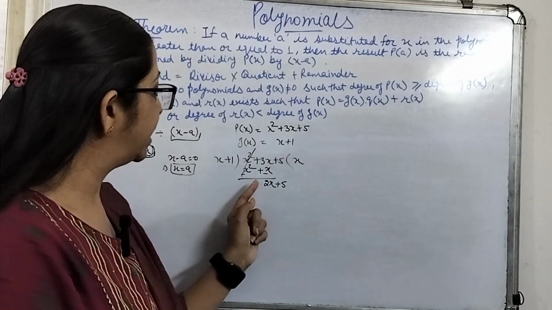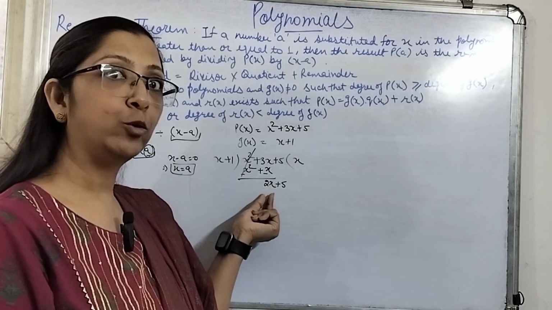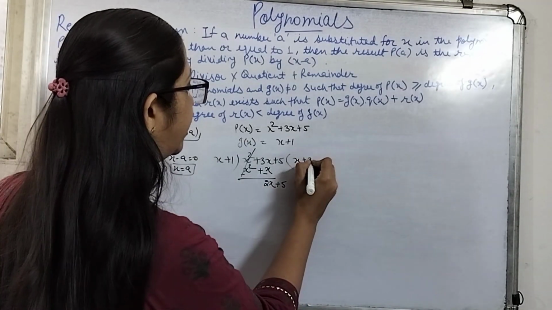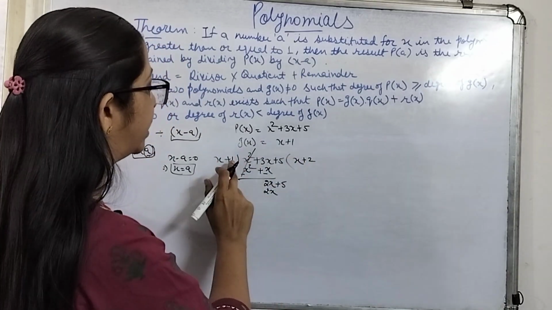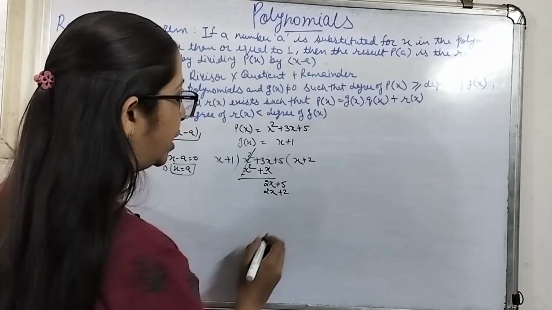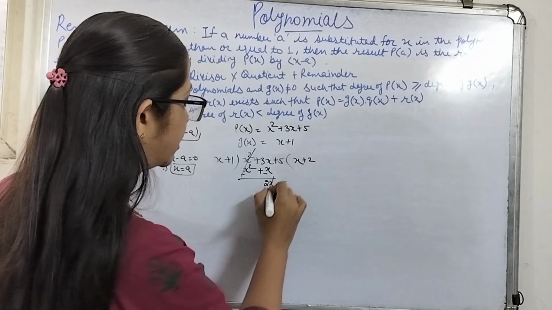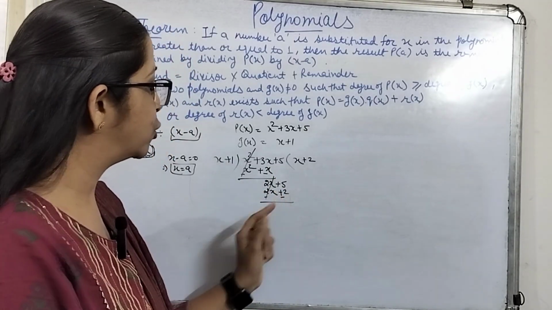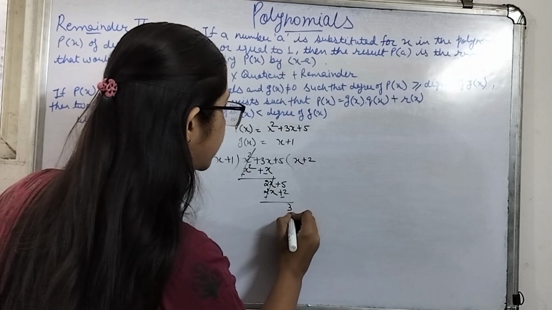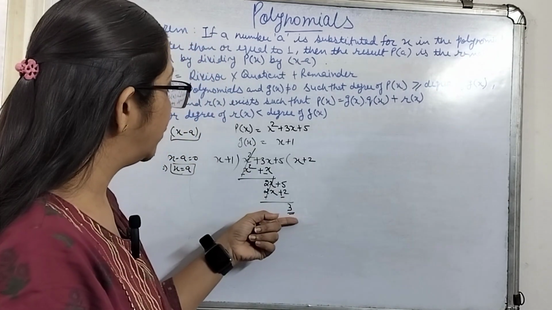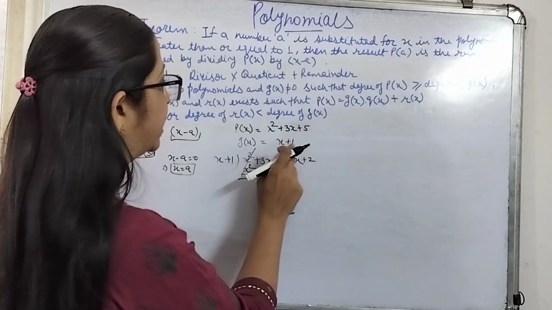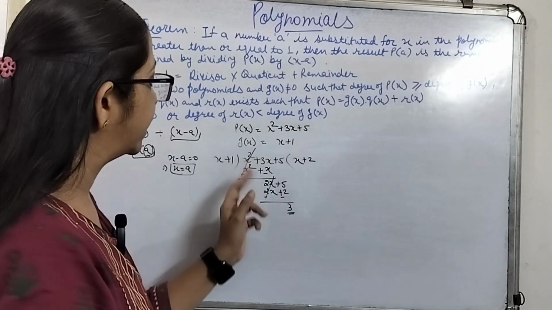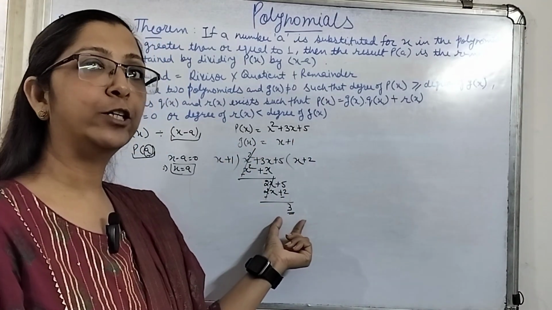Now x will be multiplied by 2 to get 2x, so we multiply it by 2. 2 multiplied by x will be 2x, and 2 multiplied by 1 will be 2. Again change the sign. This is going to be removed. 5 minus 2 will be 3. This is the remainder. Now see here, when we divide this polynomial p(x) by g(x), that is x plus 1, the remainder is coming equal to 3.